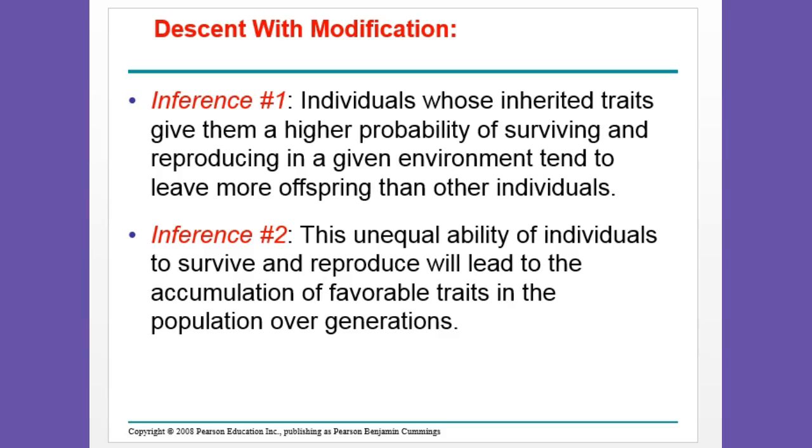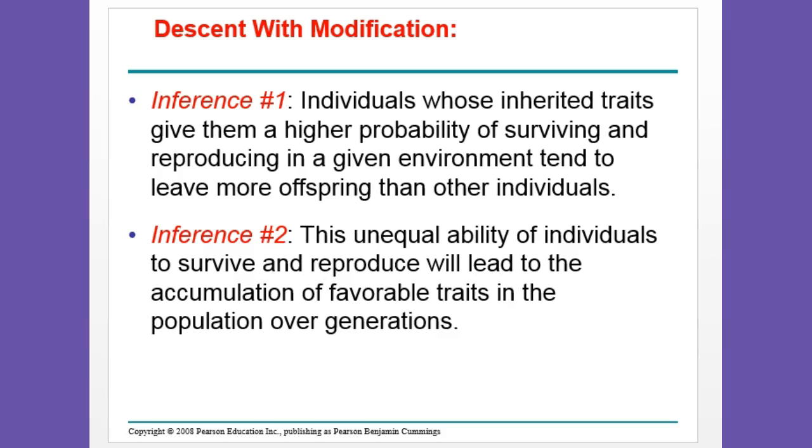Inference number 2, he found that the unequal ability of individuals to survive and reproduce will lead to the accumulation of favorable traits in the population over generations. So those unfavorable traits that hinder an individual from being able to survive to reproductive years will slowly be replaced by desirable traits, as the desirable traits that are carried by those that make it to their reproductive years are the ones that are passed on.